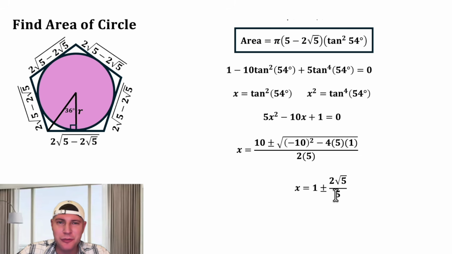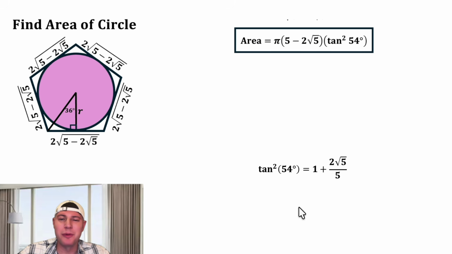And now we have two values for x. But if you remember earlier, x was equal to tangent squared 54. So in the place of this x, we can plug in tangent squared 54. Now, since this is tangent squared, it has to be a positive value, so this minus version will not work. So tangent squared 54 is equal to 1 plus 2 root 5 over 5. And tangent squared 54 is what we were trying to solve.